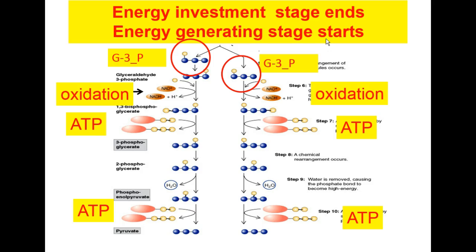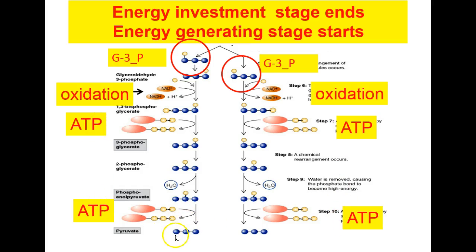So far, 2 ATPs have been spent. No ATPs have been produced. During the energy generating stage of glycolysis, each of the G3P glyceraldehyde 3-phosphate molecules will undergo an oxidation step, the removal of hydrogens, and dephosphorylation steps that will create ATPs, 2 dephosphorylation steps.